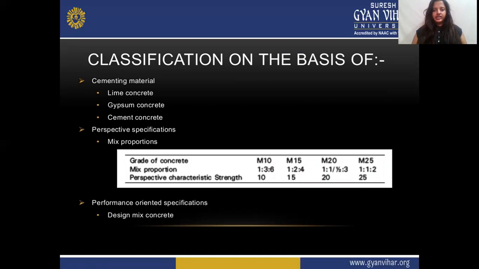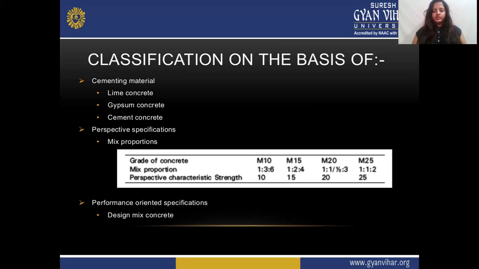So, let us study the classification on the basis of cementing material, prescriptive specification, that is mix proportion, and performance-oriented specification. Cementing material consists of either lime concrete, gypsum concrete, or cement concrete. If the binder used in the concrete is lime, then it is called lime concrete. If the binder is gypsum, it is termed gypsum concrete, and if the core binding element is cement, it is called cement concrete.